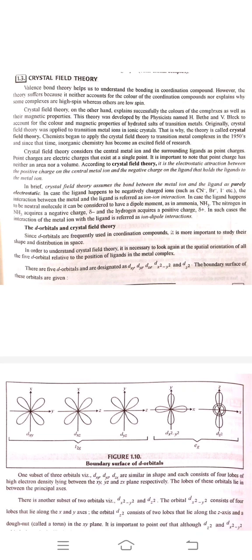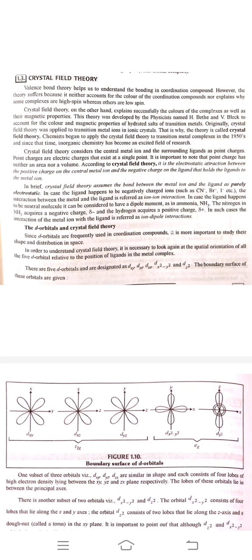Crystal field theory considers the central metal ion and the surrounding ligands as point charges. Point charges are electric charges that exist at a single point. It is important to note that a point charge has neither an area nor a volume. According to crystal field theory, it is the electrostatic attraction between the positive charge on the central metal ion and the negative charge on the ligand that holds the ligand to the metal ion. In brief, crystal field theory assumes the bond between the metal ion and the ligand as purely electrostatic.